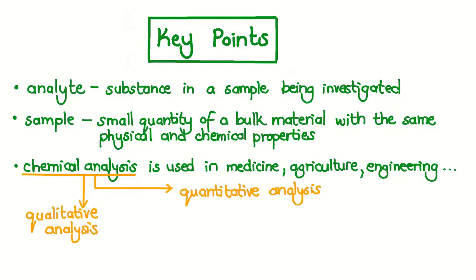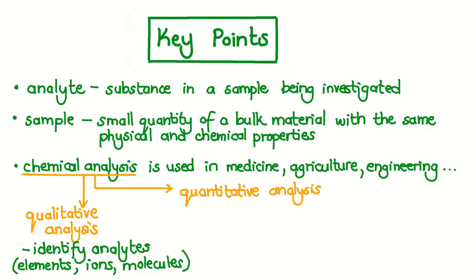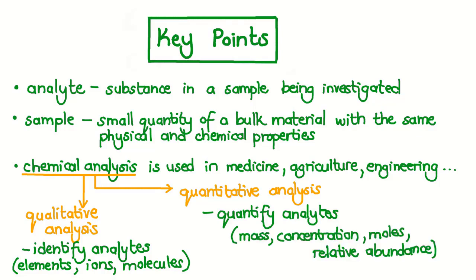We also learned that there are two broad types of chemical analysis: qualitative analysis and quantitative analysis. In qualitative analysis, we identify the analyte, or analytes, and these can be elements, ions, or molecules, or even the identification of part of a molecule, such as a functional group. In quantitative analysis, we quantify or determine the amount of an analyte or analytes, and this can be done in terms of mass or concentration, or moles or relative abundance.